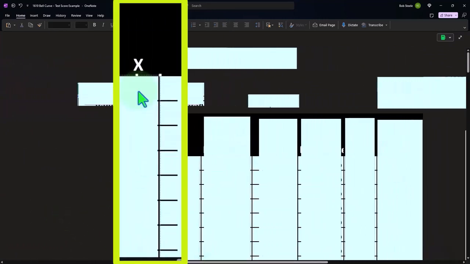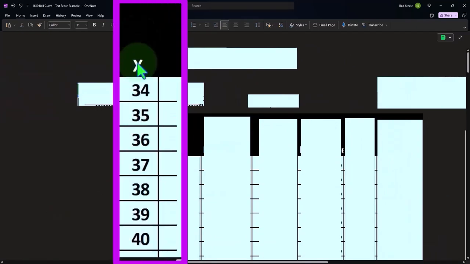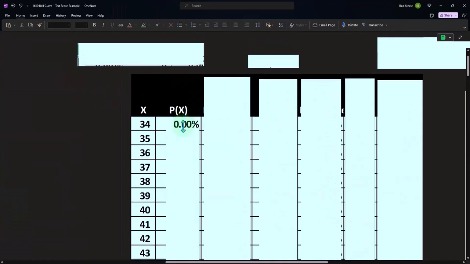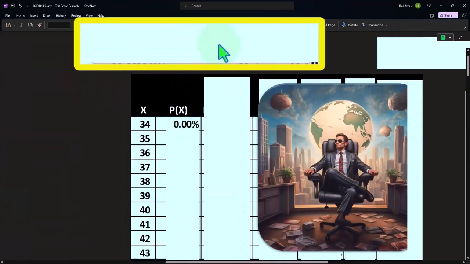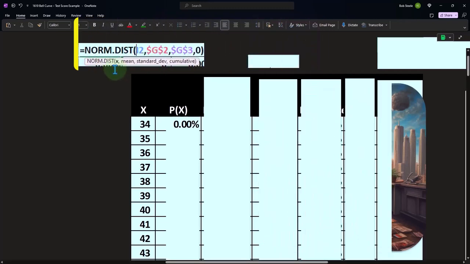Let me show you what I mean. We've got then the X's. So here's our X's going from 34 on down. And then we're going to do our P of X calculation. To do this, we're going to use the norm.dist function within Excel. So this is going to be kind of similar to some of the Poisson distribution, for example, or binomial distribution we talked about in the past, but now we've got the norm.dist.